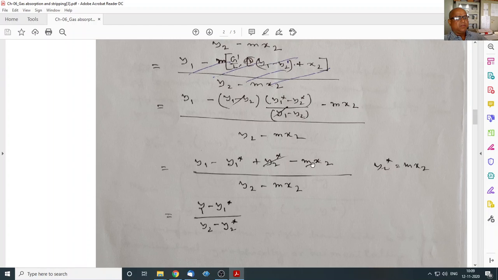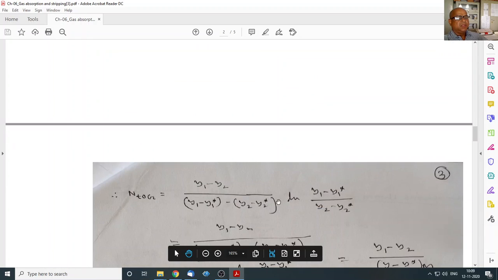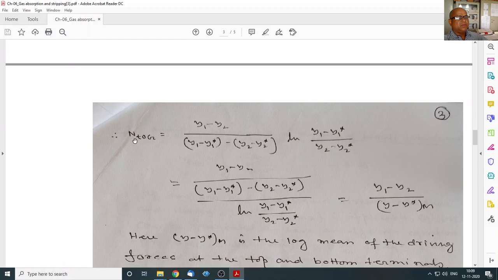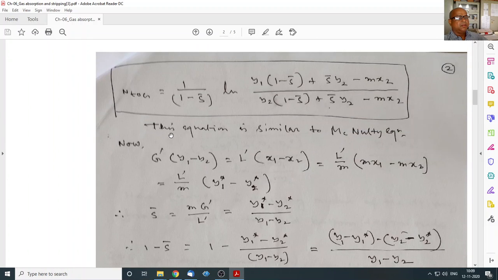Now mx2 equal to y2 star. So that term will cancel out. So that term is coming (y1 minus y1 star) by (y2 minus y2 star). Okay. So that means now that equation becomes this.